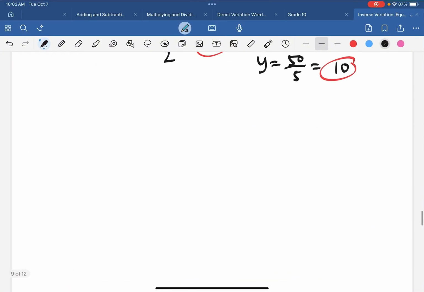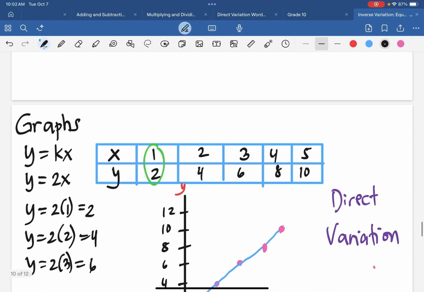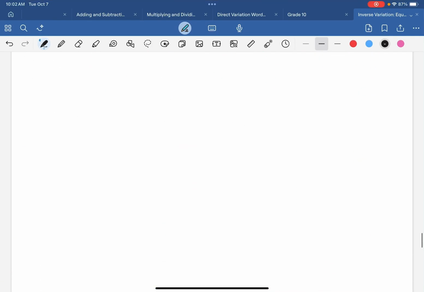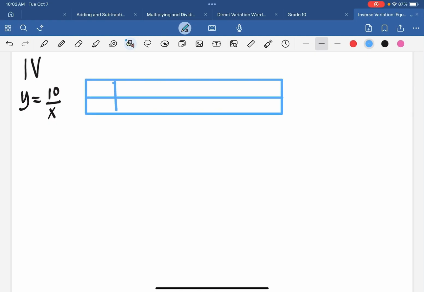Let's just use a different or smaller number. So, graphing an inverse variation. Let's have our equation y equals, let's choose 10 as a small number, 10 over x. So let's have a table of values for this: 1, 2, 3, 4, 5.